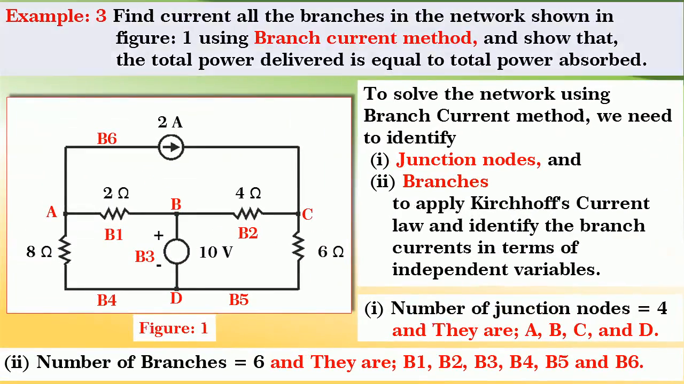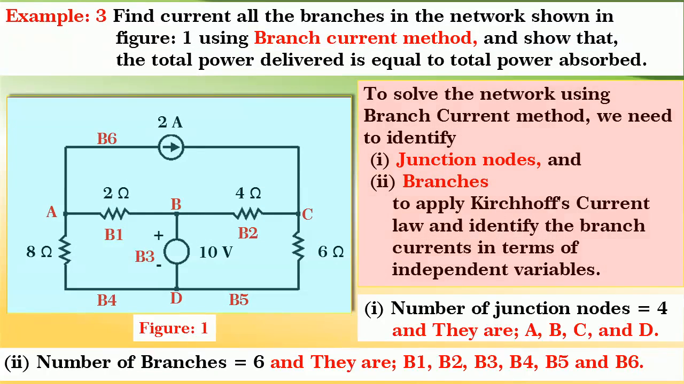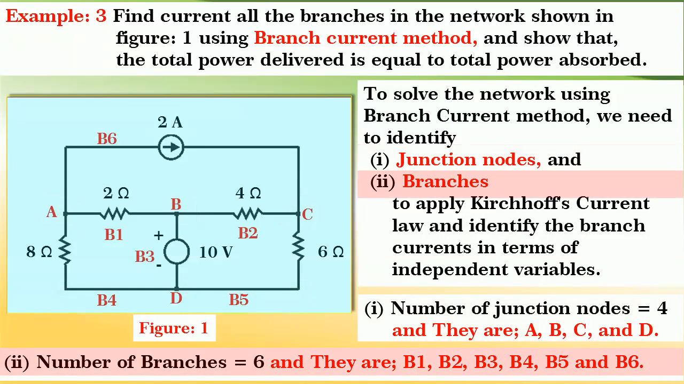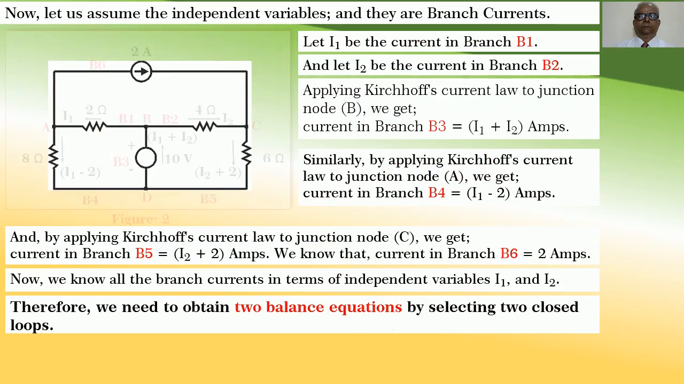Friends, let's take another example to find all the branch currents in the network shown in figure using branch current method and to show that the total power delivered is equal to total power absorbed. If you observe the network, you find that there are four junction nodes A, B, C, and D, and there are six branches B1, B2, B3, B4, B5, and B6.